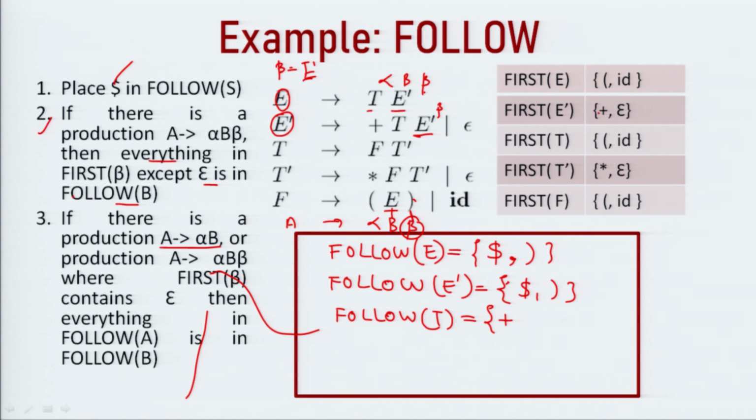Now, for null we will apply rule 3 again onto the same production. Now, according to rule 3, if first of beta contains null, here it contains null, then we will use the follow of left hand side. Follow of left hand side is E. So, whatever is in follow of E, that will be added in follow of T. So, follow of E means this is dollar and closing parenthesis.